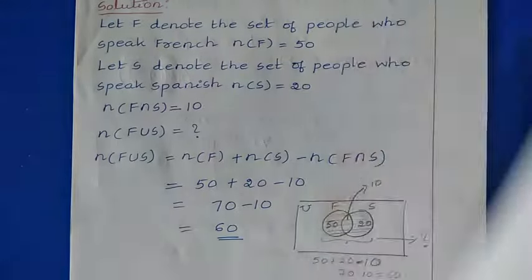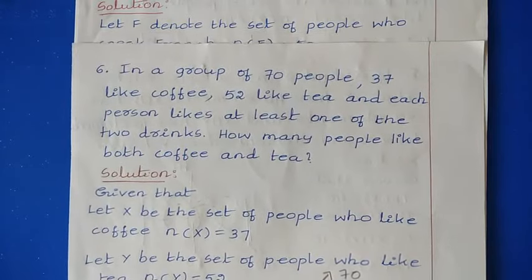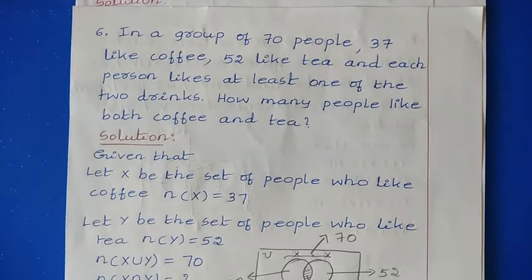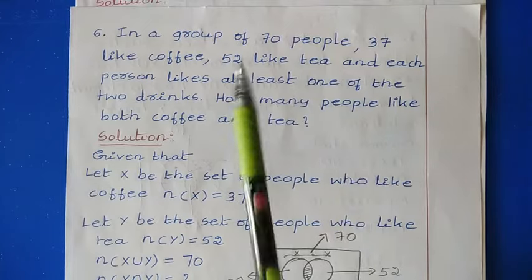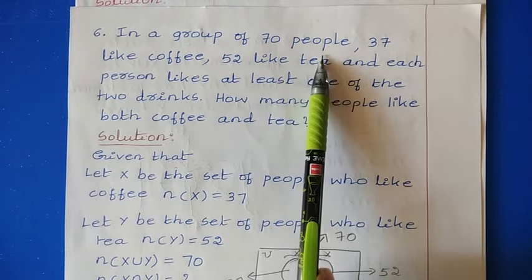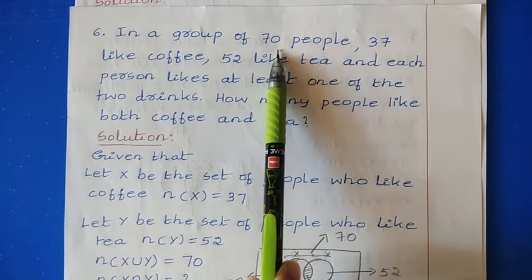Next here we will discuss question number 6. In question number 6, they have given that in a group of 70 people, 37 like coffee, 52 like tea and each person likes at least one of the two drinks. How many people like both coffee and tea? First here, let us write the given values. See here, it's given that in a group of 70 people, that means they are talking about the total number of people that is equal to 70.